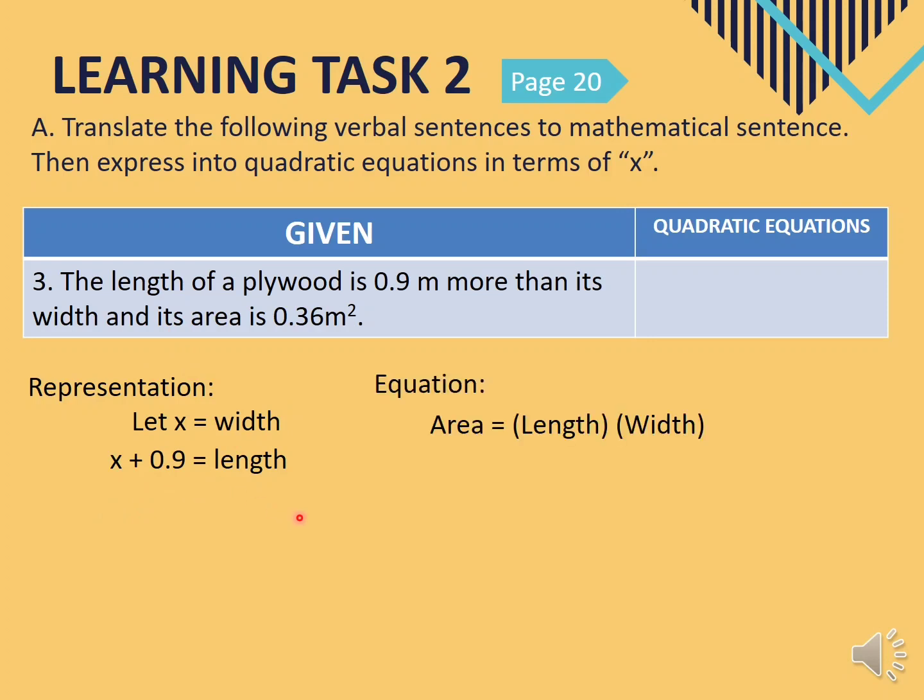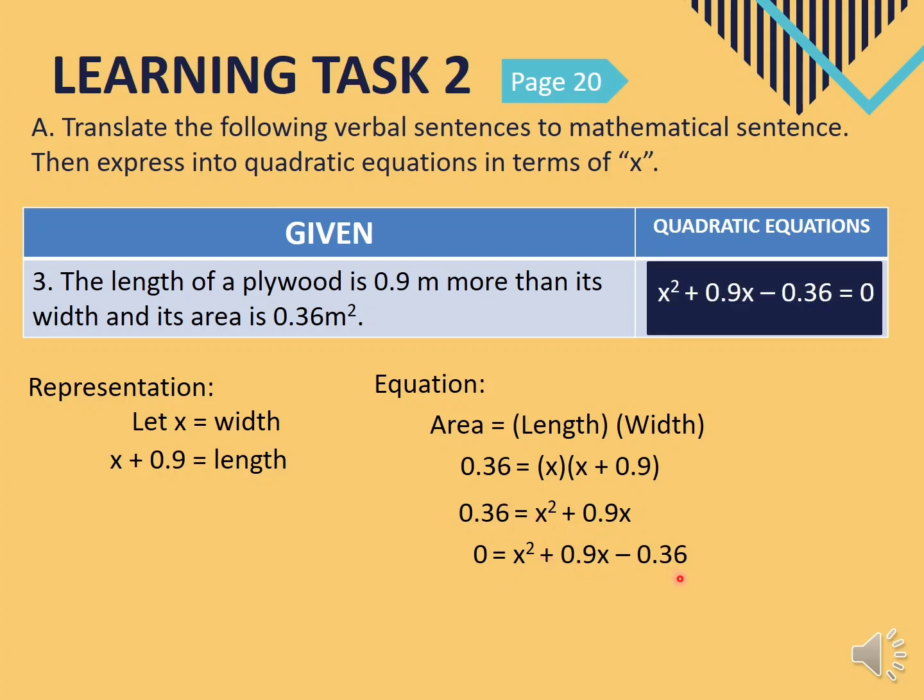And then for our equation, we have area is equal to length times width. Again, 0.36 is the area, so x times x plus 0.9. Now, applying distributive property, x times x, we have x squared. X times positive 0.9 is equal to 0.9x. So, transposition, x squared plus 0.9x minus 0.36. So, therefore, our answer is x squared plus 0.9x minus 0.36 is equal to 0. And this is the mathematical sentence of our given problem. Okay, did you get it?